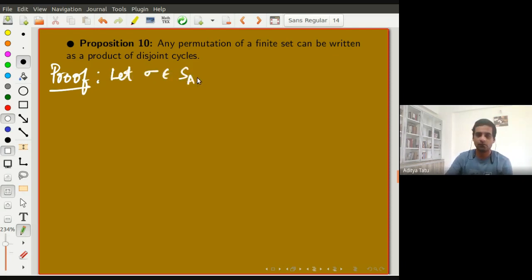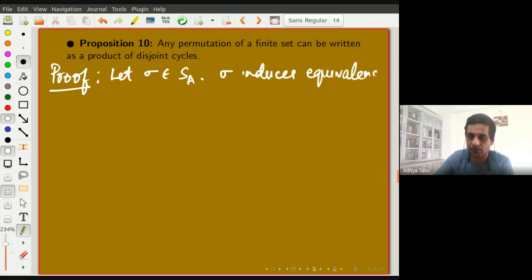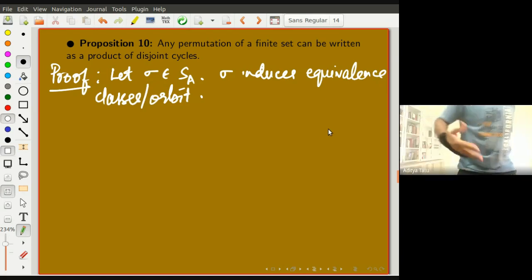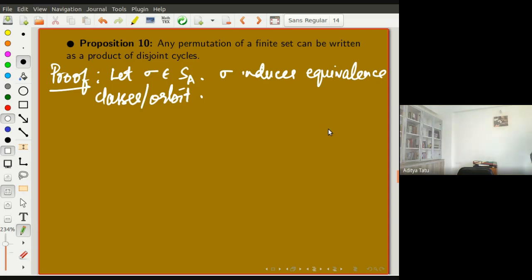Equivalence relation or orbits, right? So sigma induces equivalence classes, or what we also now call orbits. What is special about orbits or equivalence classes? Anyone? What is the property of an equivalence class?